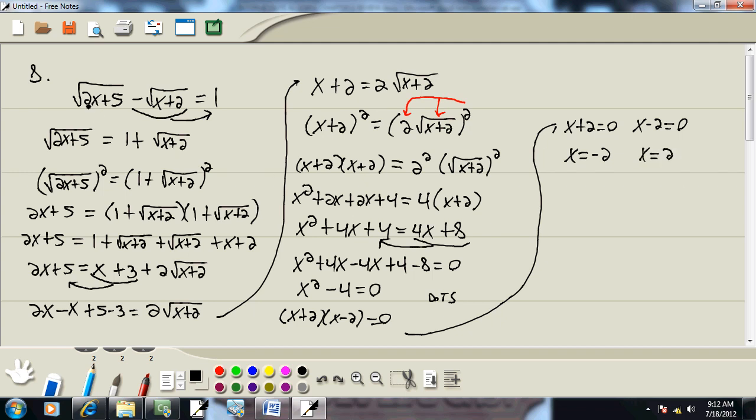Okay, negative 2. If I put negative 2 up here, 2 times negative 2 is negative 4, plus 5 is 1. Square root of 1 is 1. Negative 2 here to give me 0, so that one checks. But put 2 in here. 2 times 2 is 4, plus 5 is 9, square root of 9 is 3. And if I put 2 here, 2 plus 2 is 4, square root of 4 is 2. 3 minus 2 does give us 1. So both of those check.